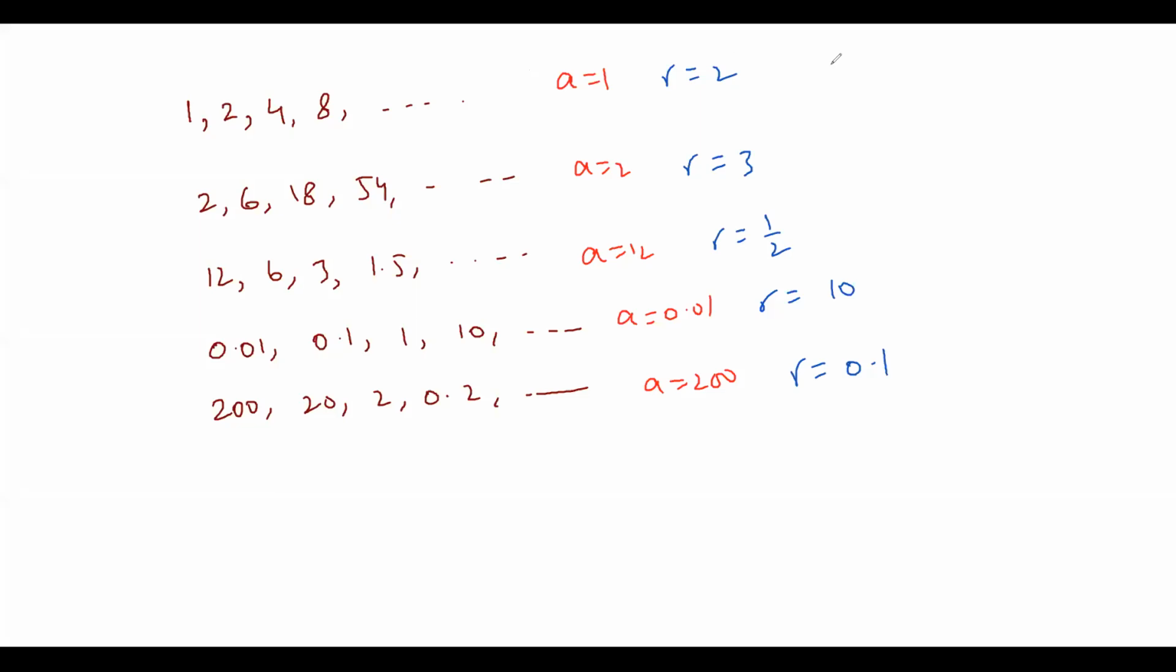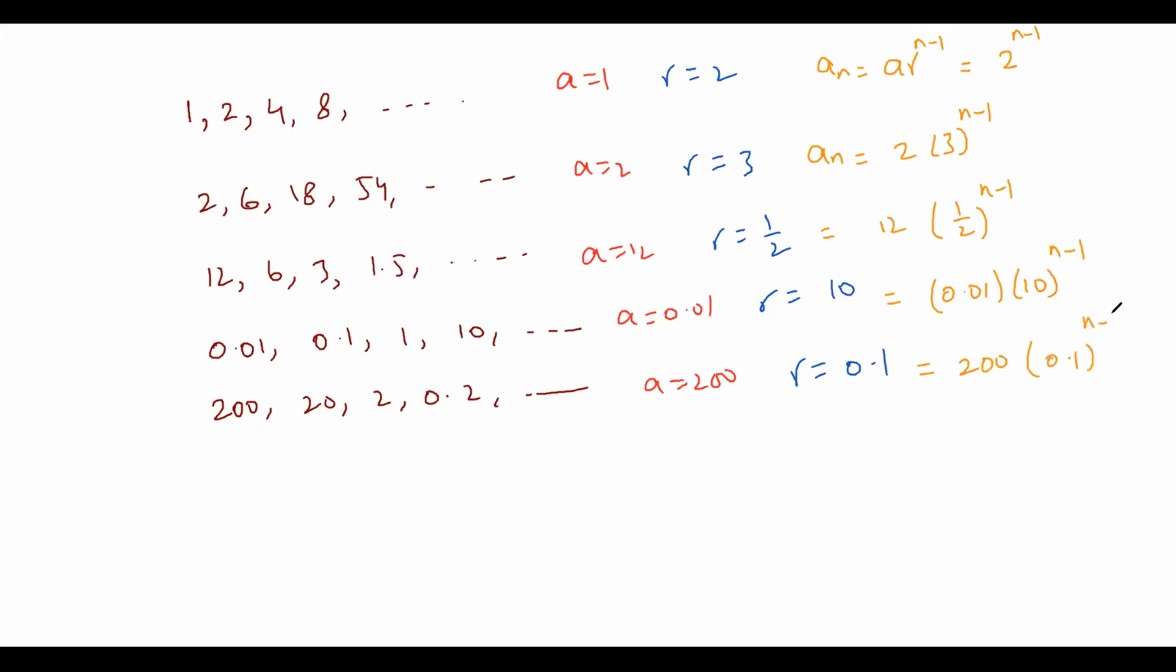Now let's write their nth terms. So its nth term will be AR raised to power n minus 1. So that is going to be simply 2 raised to power n minus 1. Here, this is going to be 2 into 3 raised to power n minus 1. And this one would be 12 into half raised to power n minus 1. And this is going to be 0.01 times 10 raised to power n minus 1. And this one is 200 times 0.1 raised to power n minus 1. So that is how you write the nth term of the given sequence.